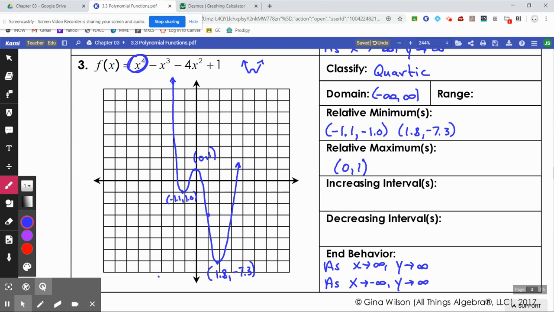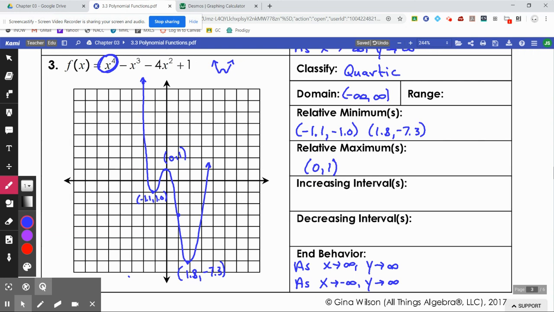Okay, so I went ahead and labeled those. Now I went ahead and sketched a look at my graph. Okay, let's talk about increasing and decreasing. Well, we can do our range first off. There's no graph below this point. That is our absolute minimum.